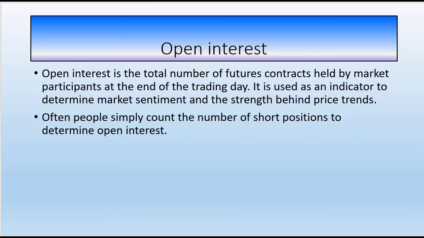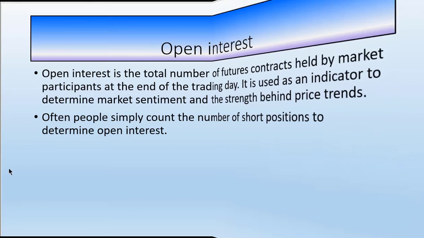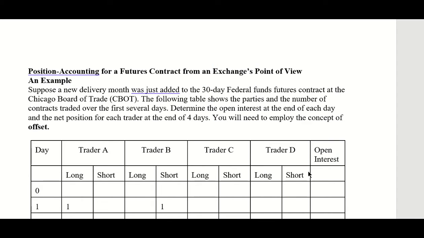And we'll deal with offset, and we'll deal with longs and shorts, and we'll deal with opening and closing of positions. So here's a setup for the problem we're about to do. Suppose a new delivery month was just added to the 30-day federal funds futures contract at the Chicago Board of Trade, CBOT. The following table shows the parties and the number of contracts traded over several days. Determine the open interest at the end of each day and the net position for each trader at the end of 4 days. You will need to employ the concept of offset. Okay, that's the background for it.